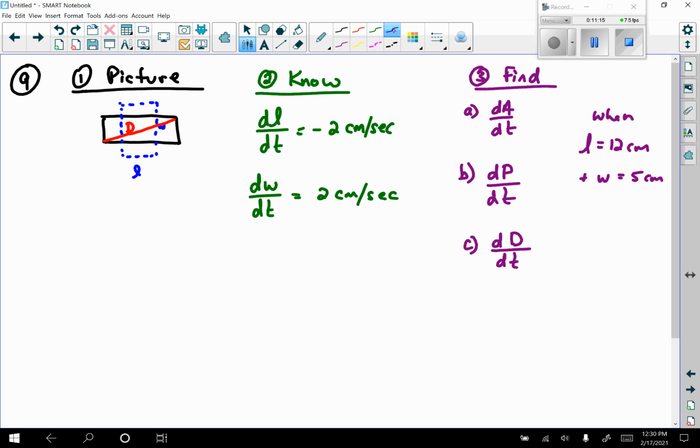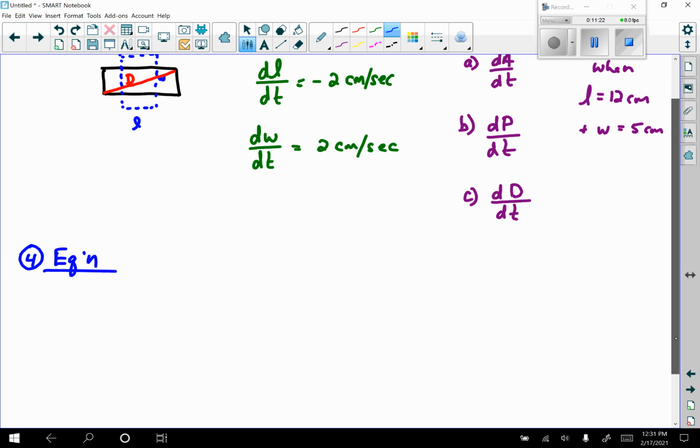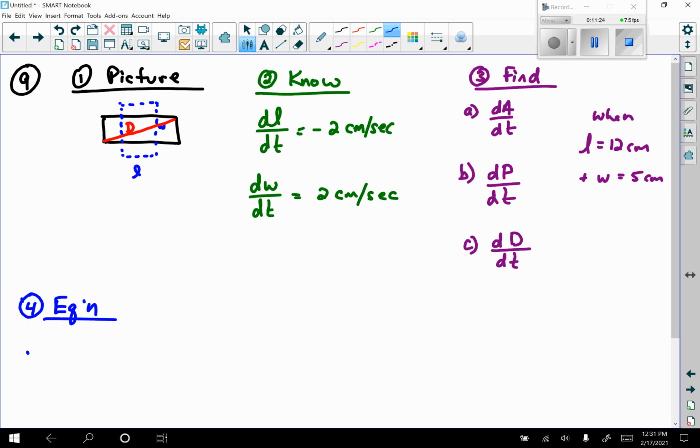Step 4 is we need an equation. We'll map this out in all 3 parts. For part A, we're going to use the area of a rectangle, so A is equal to L times W. For B, we need the formula for perimeter, so P is equal to 2L plus 2W.